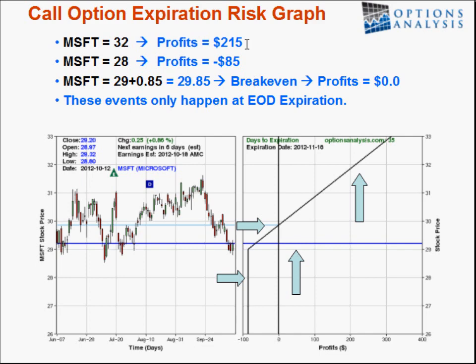Above 29.85, which is represented by this blue line in the stock chart, that's when we start to make money at expiration. And we can take our other formula and compute each of these points at all the different Microsoft stock prices above 29.85, connect them together to get this straight line. And that becomes our call option expiration risk graph line. And that's exactly how it's constructed.